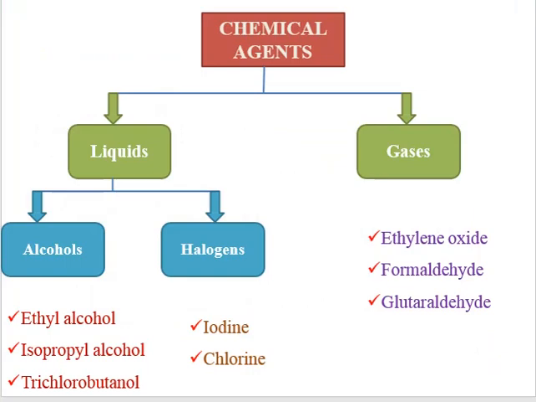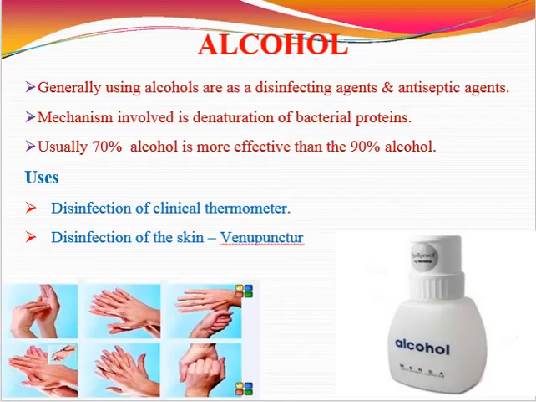Chemical agents come in two forms, liquids and gases. In liquids, alcohol based and halogen based. In alcohol, ethyl alcohol, isopropyl alcohol, and halogens, iodine, chlorine. And in gases, ethylene oxide, formaldehyde, and glutaraldehyde.